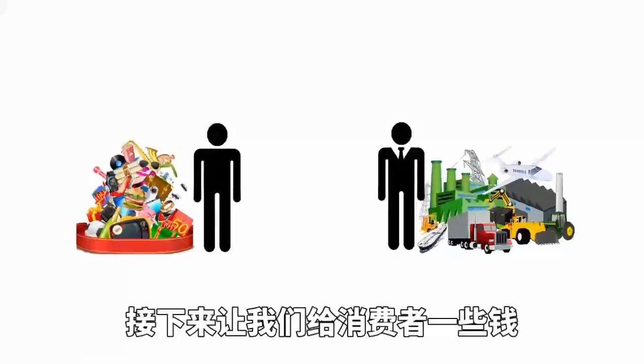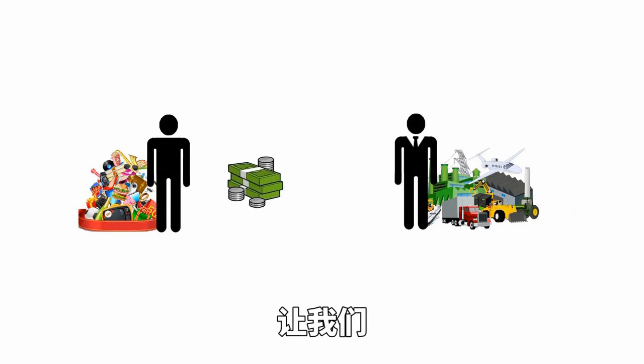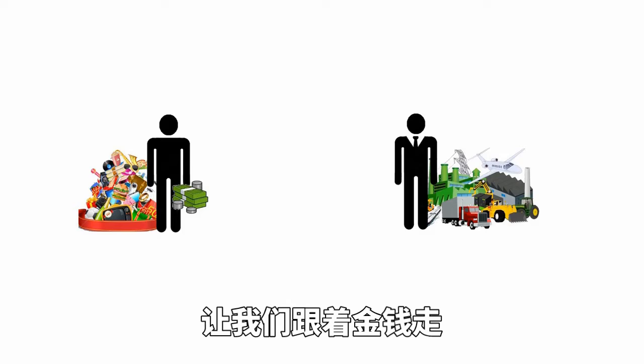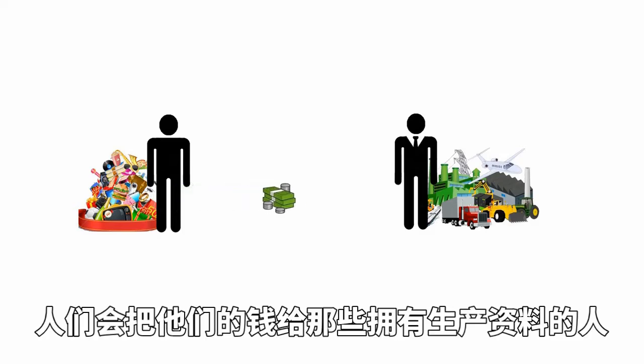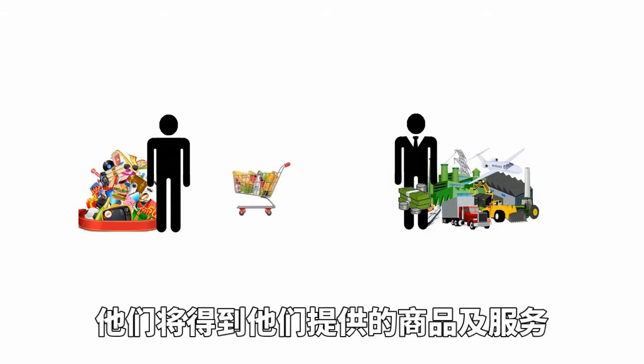So let's give the consumers an amount of money, and let's do like we do in every good investigation: let's follow the money. The people will give their money to those who own the means of production, and in exchange they will receive the goods and services they provide.